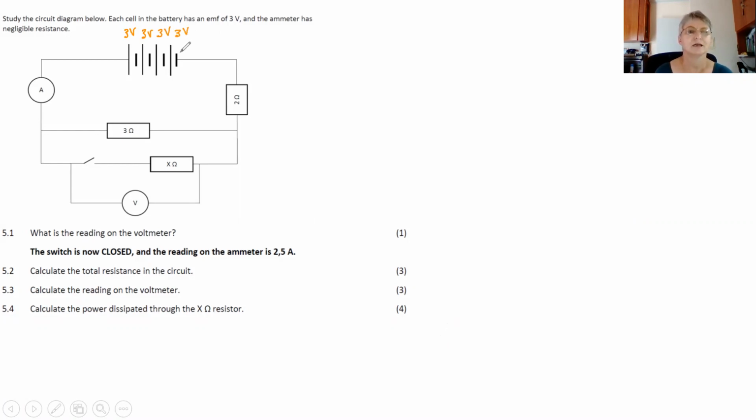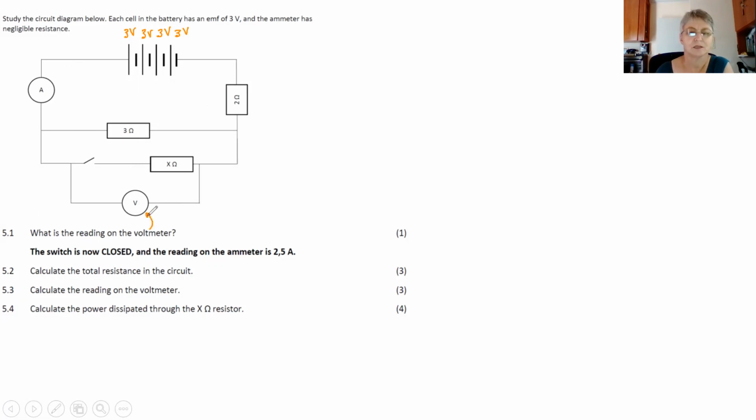The ammeter has a negligible resistance because it's not allowed to add to the resistance in the circuit and in such a way change the current that flows through the resistors. Question 5.1 asks us what the reading on the voltmeter is.